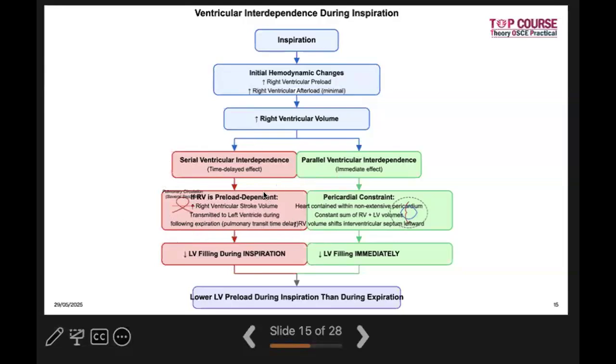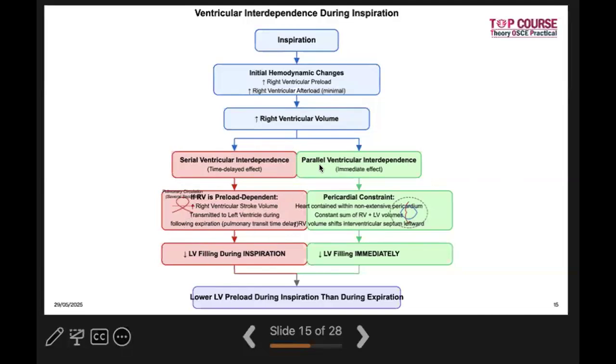So whatever effect is seen in the right side of the heart will be reflected on the left side of the heart only during expiration because of the pulmonary transit time. It has to cross through the pulmonary circulation and go to the left side of the heart. So it takes time to see those effects on the left side, and that usually happens with expiration. So whenever there is an increase in the right ventricular volume because of the serial ventricular interdependence, these changes will be seen on the left side of the heart only during expiration. But during inspiration, the LV filling is going to get reduced only.